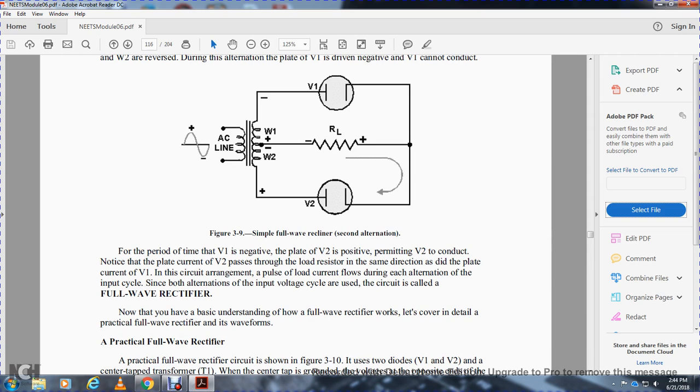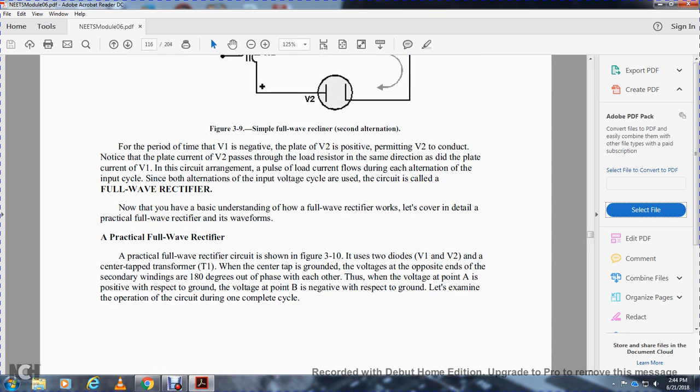In this circuit arrangement, current pulses flow through the load during each alternation of the input voltage cycle, so the circuit is called a full wave rectifier. Now that you have a basic understanding of how the full wave rectifier works, let's cover the details of the practical full wave rectifier and its waveforms.